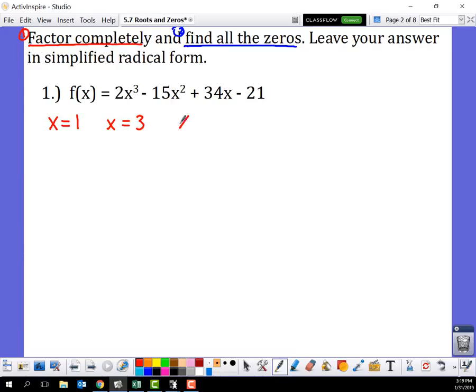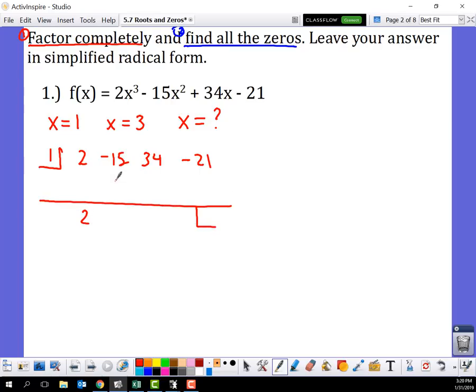We know that there's still one more that we're trying to find. But what we're going to do is take those two x values and do synthetic division twice using the original function. It doesn't matter if you start with the 1 or the 3, but we're going to take the coefficients and do our synthetic division.